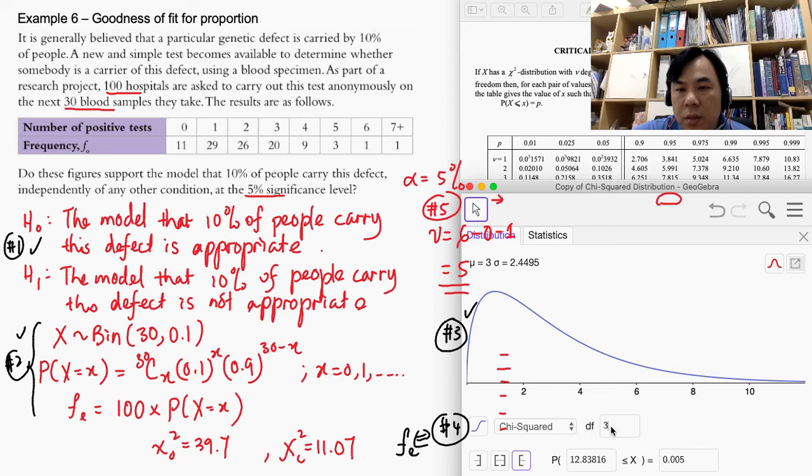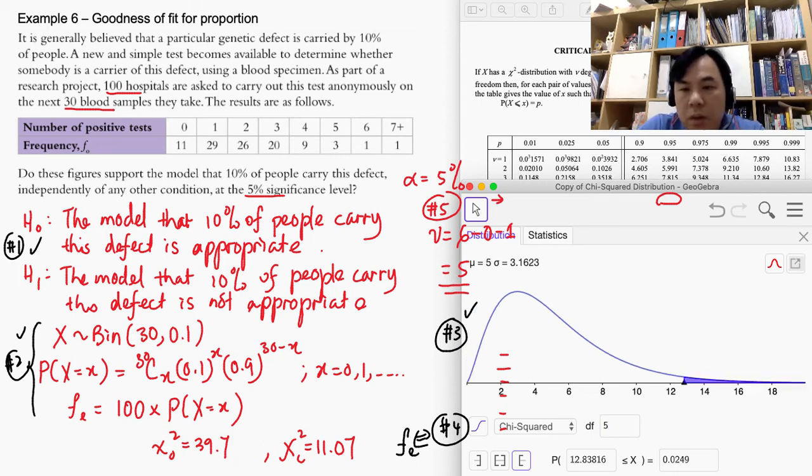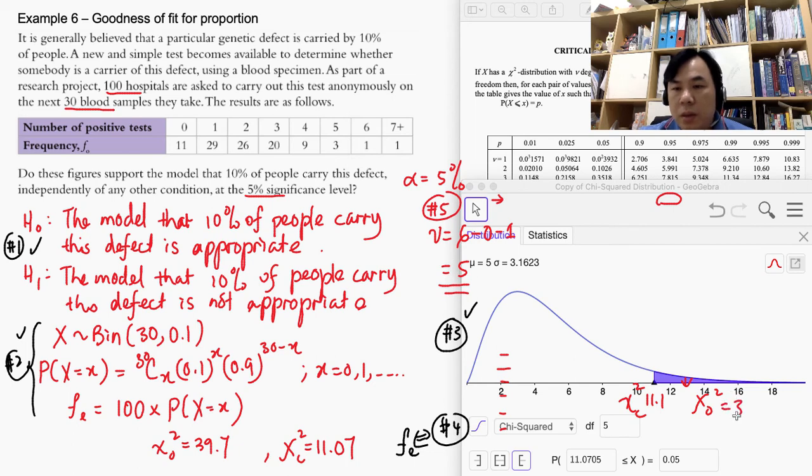But before that, let me show you the result that we have. We have degree of freedom 5. We are taking a significance level of 5%. There you have it. Our critical chi-square is approximately 11.1, and our observed chi-square is 39.7 here, which is found in the rejection zone. So therefore, we have sufficient evidence to reject our null hypothesis. Therefore, the model that 10% of the people carry the defect is not an appropriate model for us to use. All right, I hope that is clear.